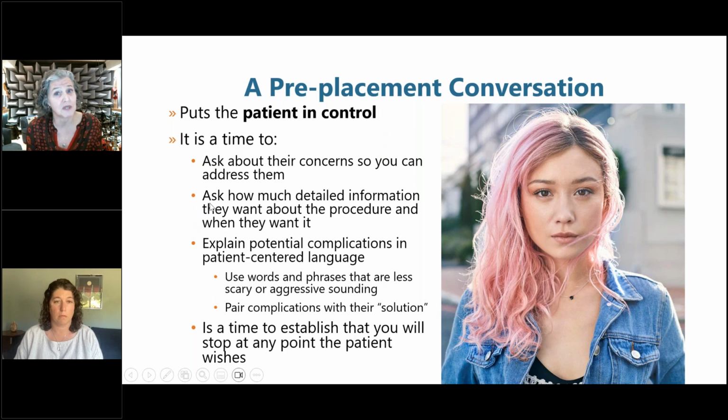You do want to always be sure to explain the potential complications, again, using plain language, words they can understand that aren't overly scary, and also pair each complication that you mention with its solution. This is a really important way to close the loop on it so that it reduces the amount of anxiety somebody might experience thinking about it. If you start to notice things that might indicate that you have an infection, and then explain what those symptoms might be, come in so that we can give you some antibiotics.